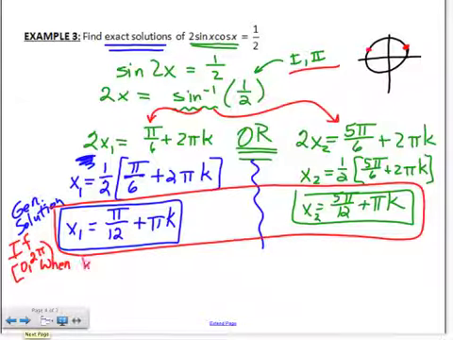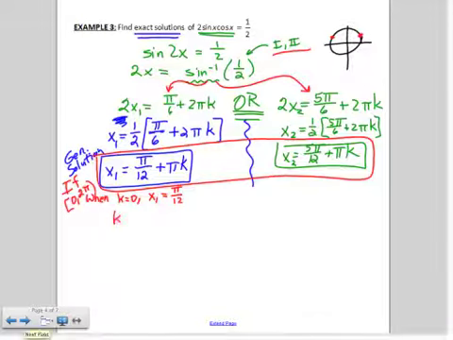Well, for x1, when k is 0, we would have x1 equals pi over 12. If k is 1, then x1 would be pi over 12 plus pi, which is still in the interval.